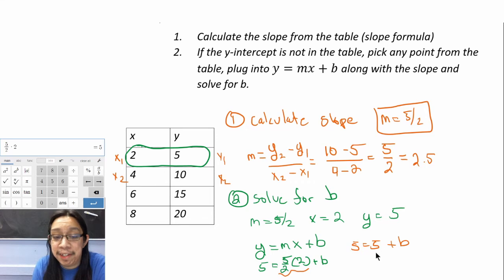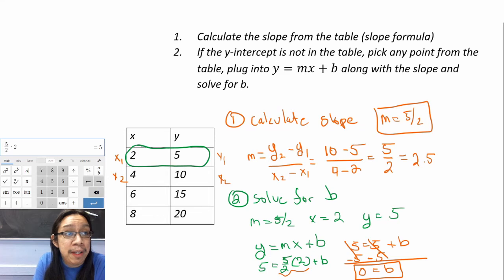Okay, so what's the next step? Well, like I said, we're trying to keep b by itself. So in order to do that, we have to get rid of this plus 5. The question is how? Well, we do an inverse operation. Subtract 5 on both sides. And by doing so, the 5s cancel each other out on one side, and the 5s also cancel each other out on the other side. So we have 0 on one side, and then we have b on the other, which means that b has to be equal to 0. So guess what? Now we have the last piece of this puzzle. The b is going to be equal to 0.